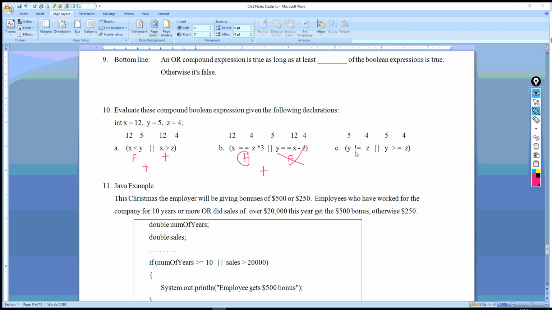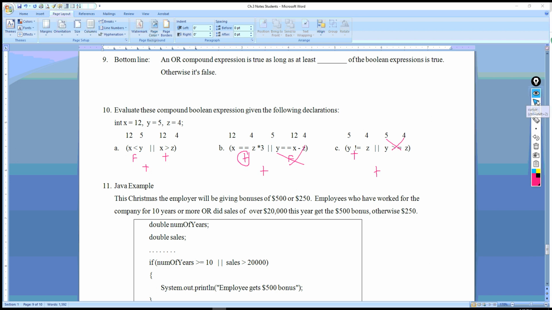Okay, on this one, 5 is not equal to 4. Well, that's true. And then 5 is greater than or equal to 4. Actually at this time we could stop and say this is going to be true. We wouldn't even have to look at this. It doesn't really matter, because at least one is true.